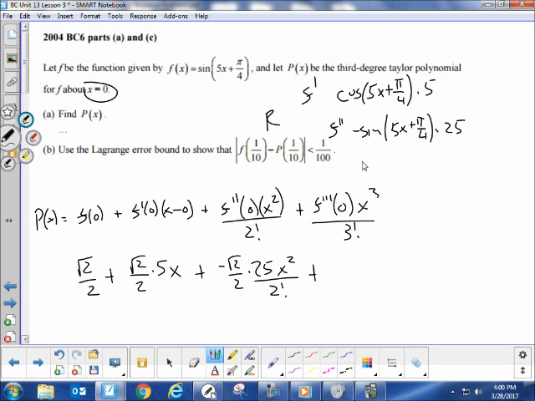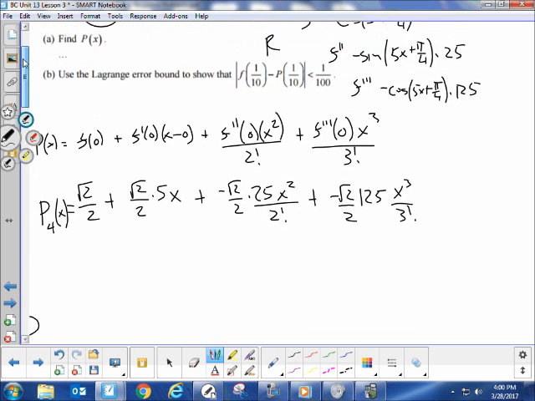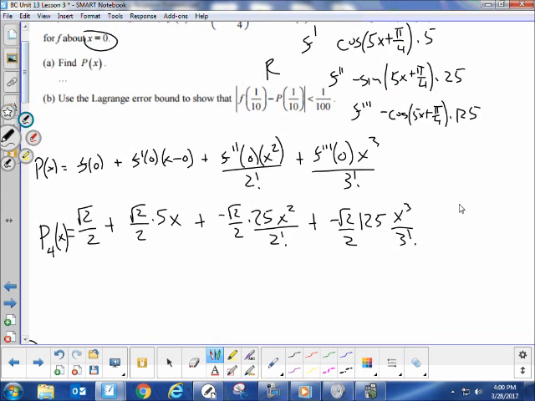Okay? Third derivative, fun. This would be negative cosine 5x plus pi over 4 times 125. At 0, negative cosine is also negative root 2 over 2. So we get negative root 2 over 2, 125 x cubed over 3 factorial. Okay, so that's p sub 3 of x. They asked you to find p of x, so I'd probably have to find the nth term.